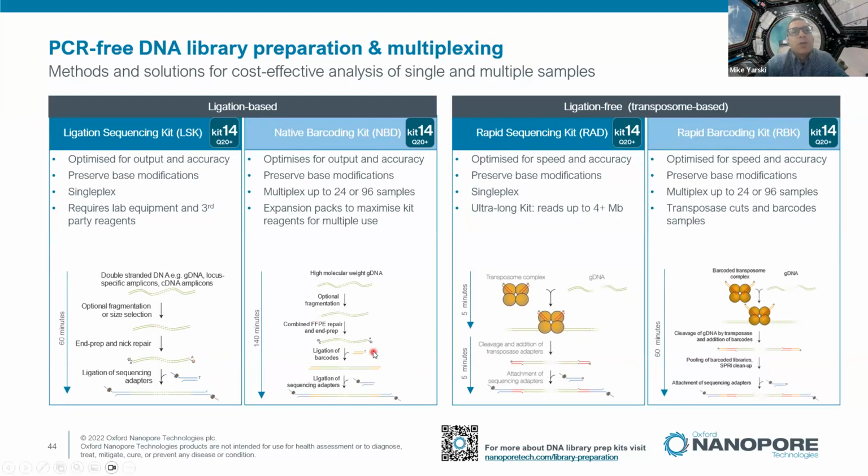And to barcode, you basically do end repair, add your native barcodes, and then your sequencing adapters. And we do have 384 barcodes coming in the future. Currently, we have 96. The rapid sequencing is just for speed and simplicity. It's not quite the throughput of the ligation.